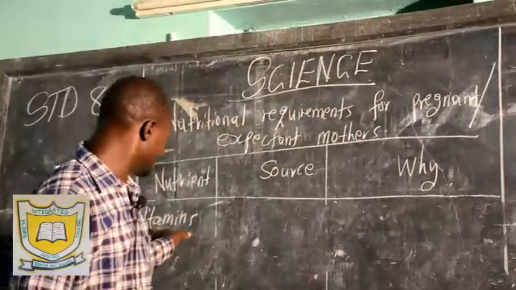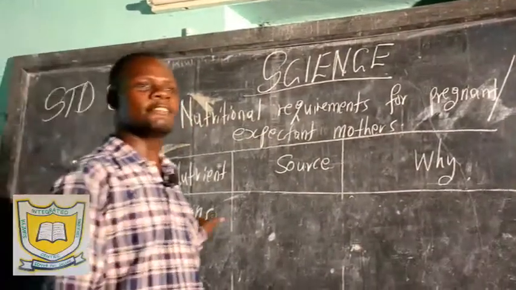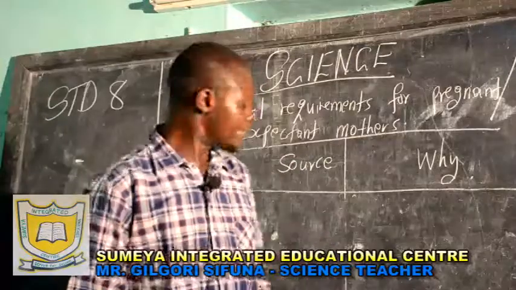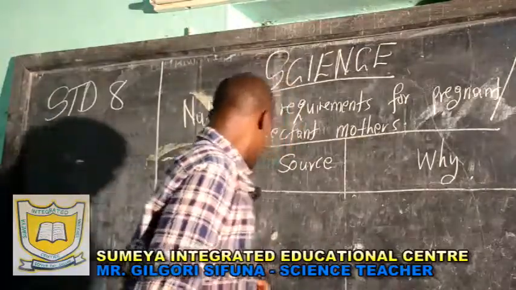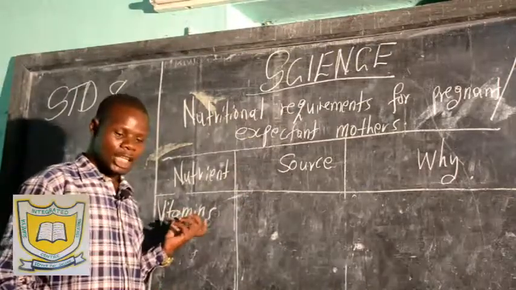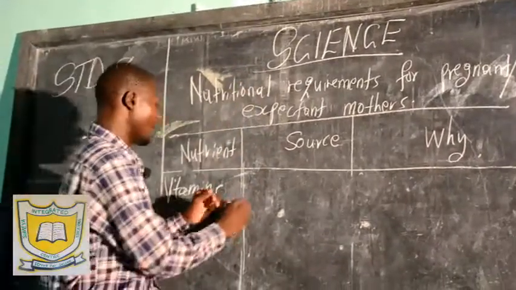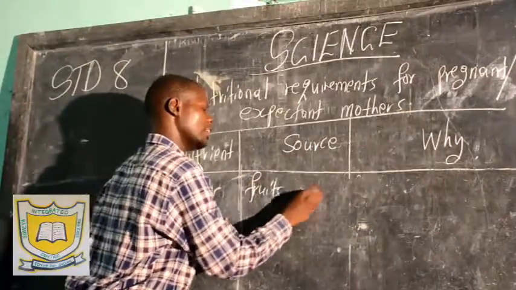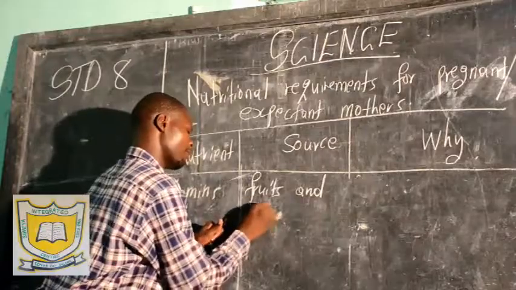Now when you talk of the vitamins, these are protective foods that protect the body against diseases, the soldiers of the body. Now, what are the sources of vitamins? Sources of vitamins, we have fruits and vegetables.